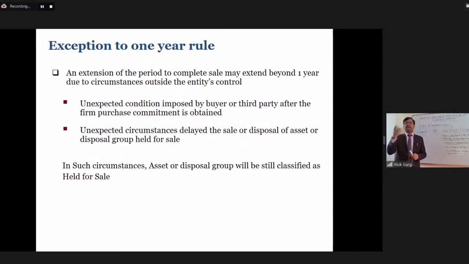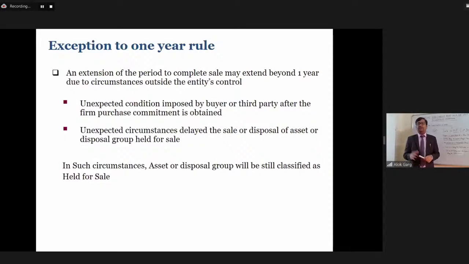the buyer becomes bankrupt, or the company could not sell this particular building because the authorities were not operating due to this COVID. Okay, sir, whether this exception to the 1 year rule will be applicable? Since 1 year has already passed, can we say that it is still classified as held for sale?